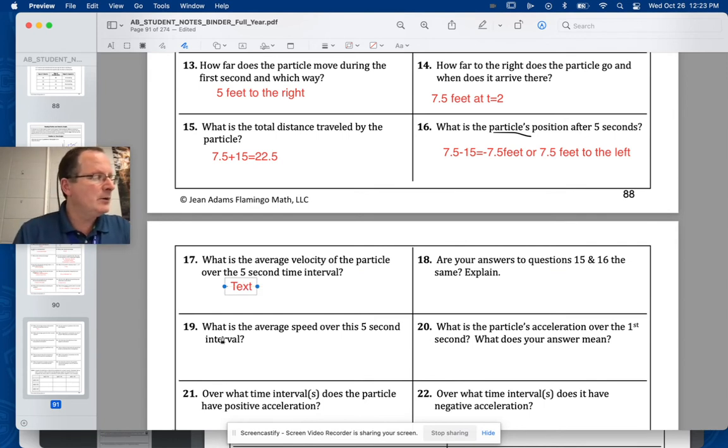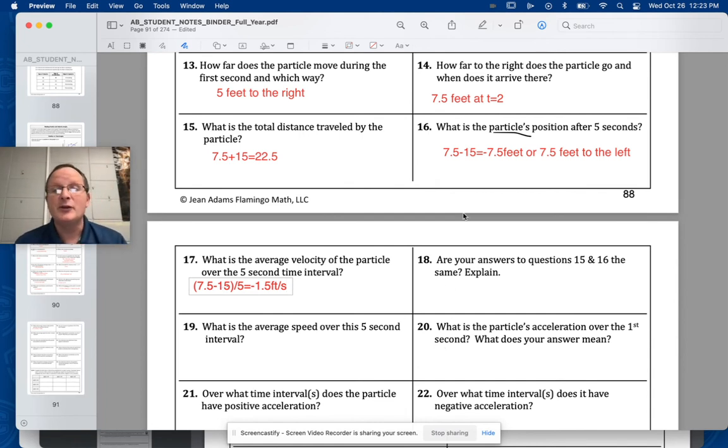All right, so average velocity. Yeah, it's going to be a fraction. On top, it's going to be 7.5 minus 15, right? And on the bottom, it took 5 seconds to do that. And I think if you divide all that out, you get a negative 1.5 feet per second. Okay, so it's our displacement, the distance, and then divided by how long it took us to do it. That's how you find average velocity. All right. Question is, are the answers to 15 and 16 the same? Nope, because one is total distance and the other is displacement.